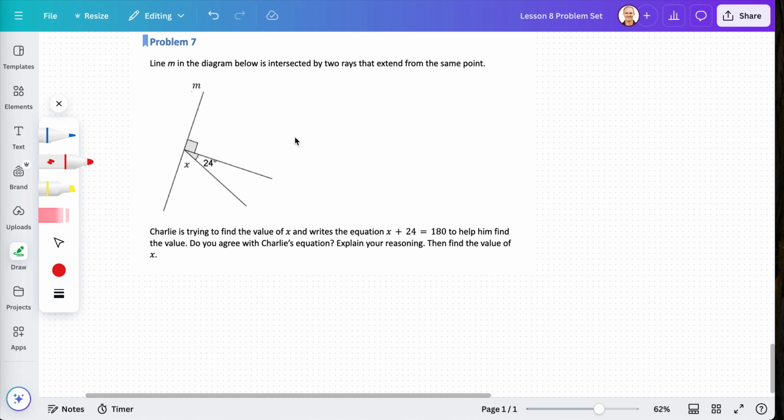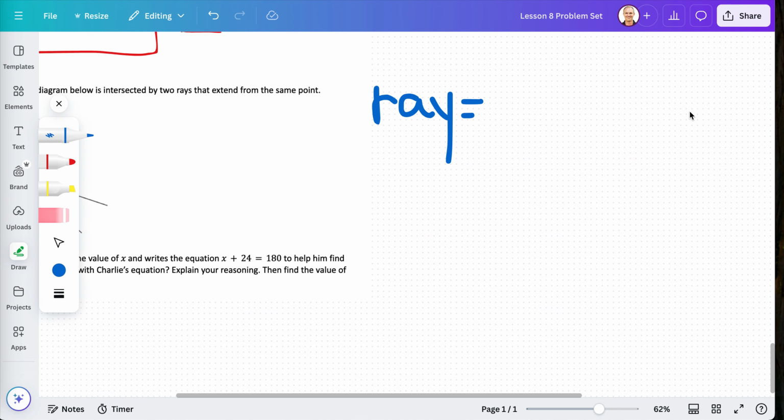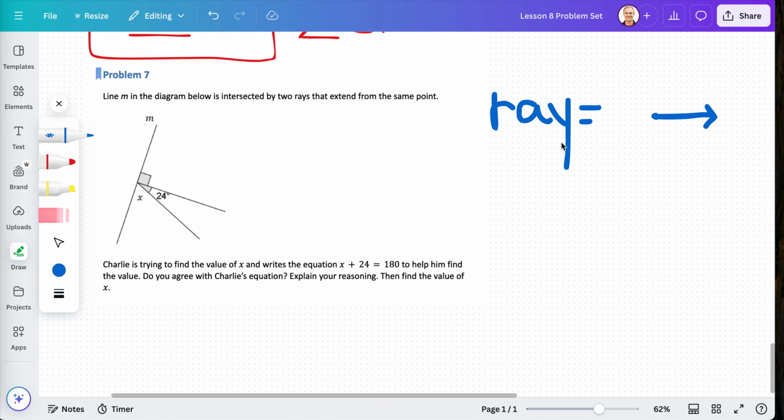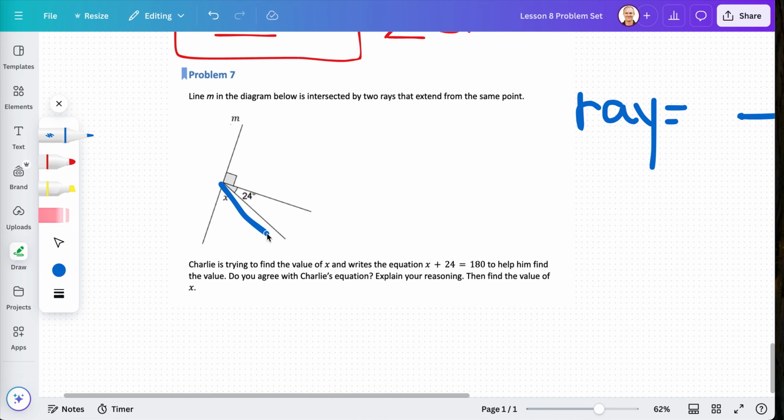Problem 7. Line M in the diagram below is intersected by 2 rays that extend to the same point. Okay, a ray. My dog's going a little crazy. A ray is a line that starts at a point and goes on forever. So here are the 2 rays.